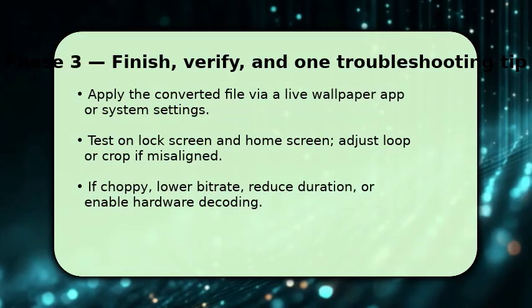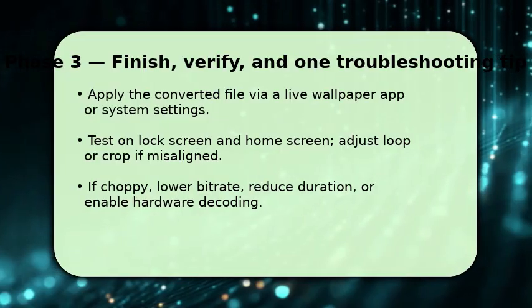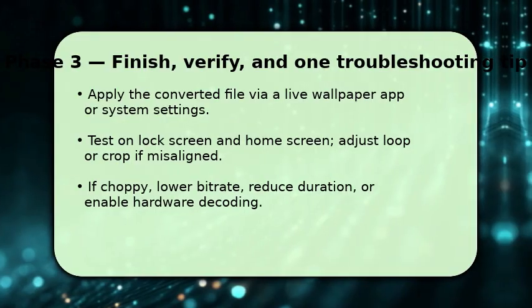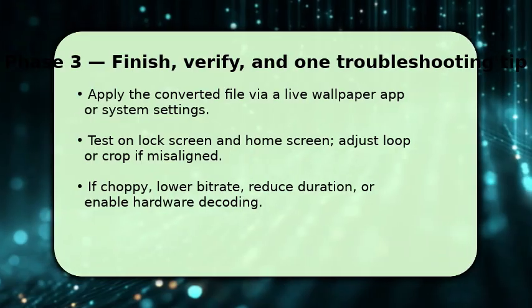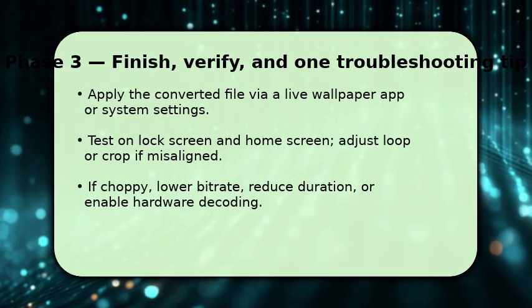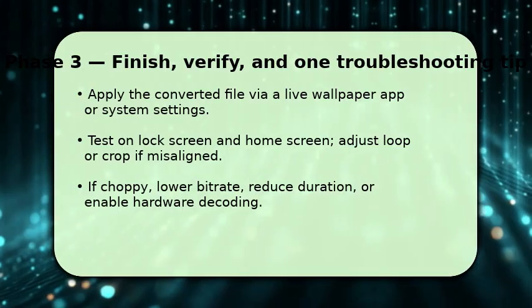Finally, apply the file through your live wallpaper app or system wallpaper picker and set it as home and lock screen if supported. Once applied, watch for alignment, audio issues, or stutter. Adjust crop, re-encode, or remove audio if needed. If playback is choppy, make sure hardware decoding is enabled, lower the bitrate, or shorten the clip. Those changes reduce CPU load.